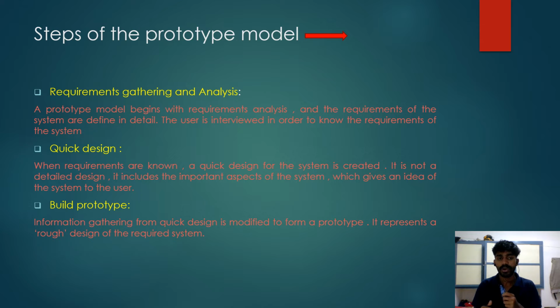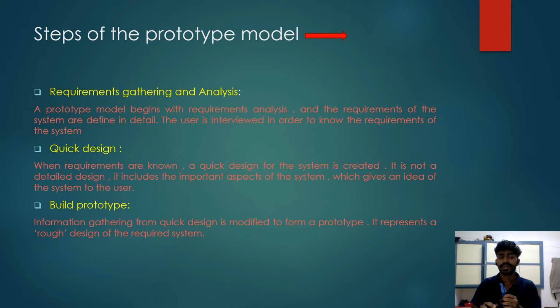What are the steps of the prototype model? The first step is requirement gathering and analysis. A prototype model begins with requirement analysis, and the requirements of the system are defined in detail. The user is interviewed in order to know the requirements of the system. The second step is quick design. When the requirements are known, a quick design for the system is created. It is not a detailed design. It includes the important aspects of the system, which give an idea of the system to the user.